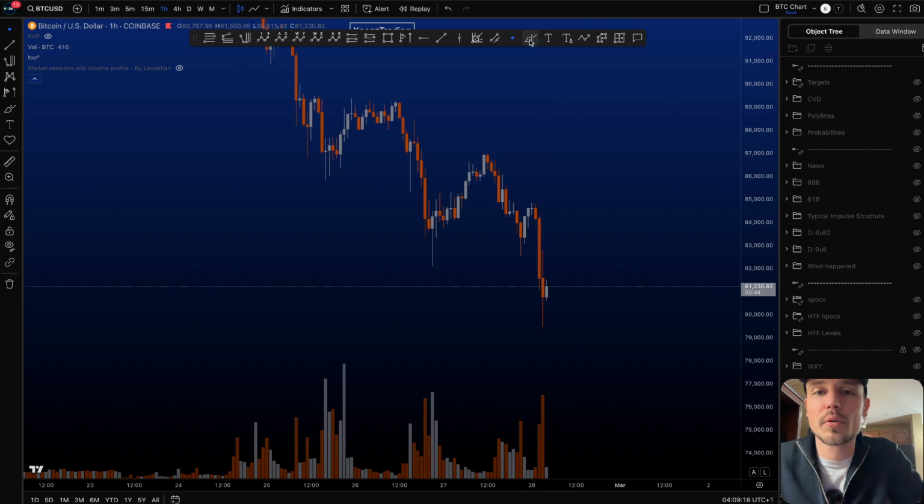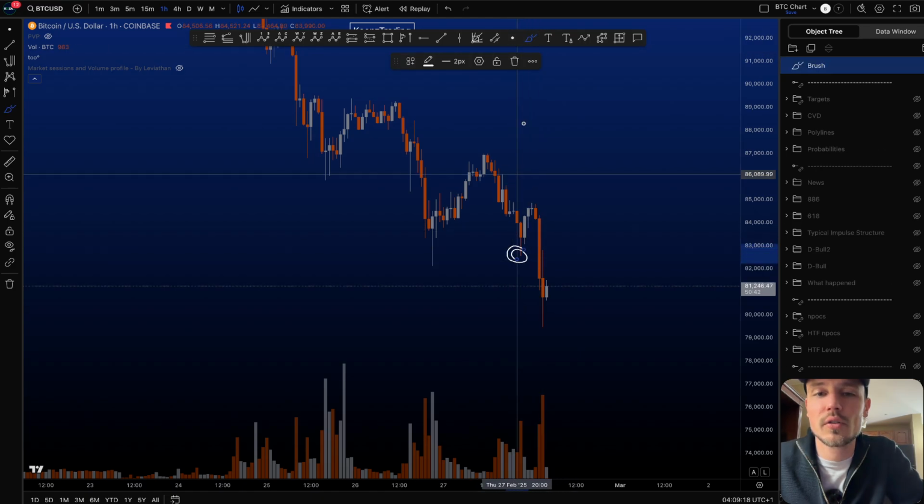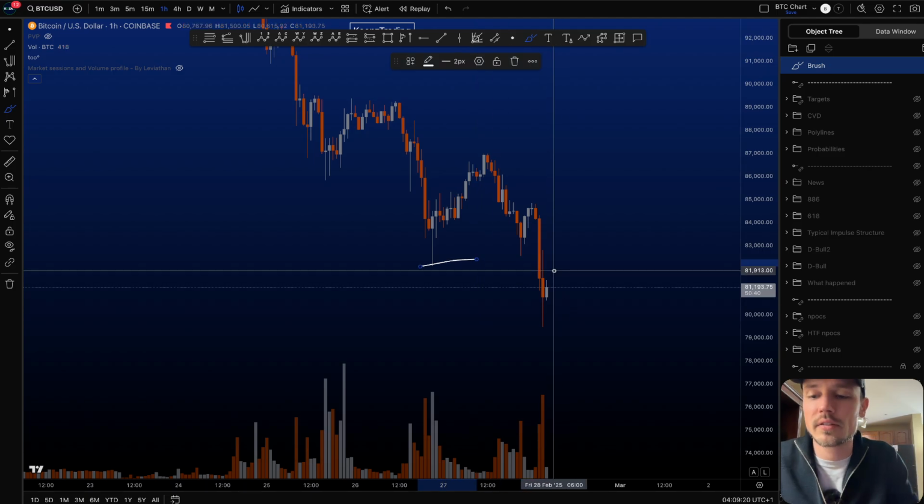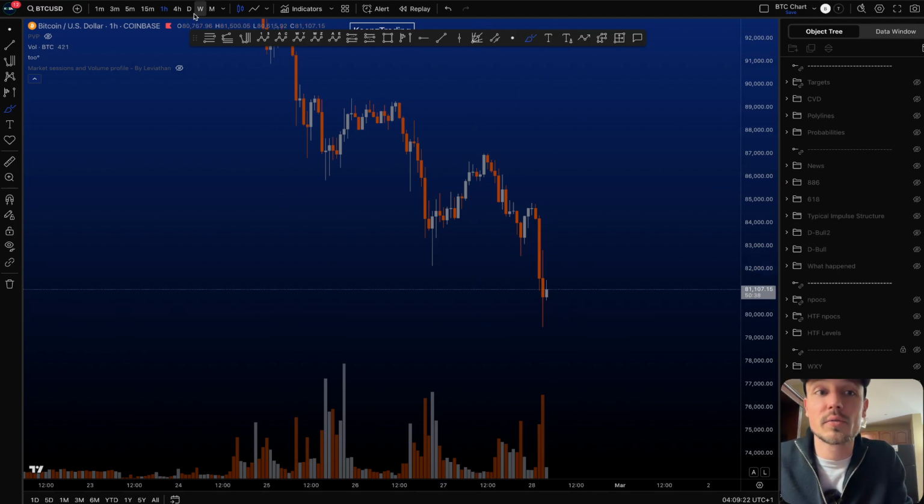And then if we look at the probabilities, well, due to the 886 touch locally, the probabilities were higher anyway to take out the low. So that, of course, played out because we took out the low.